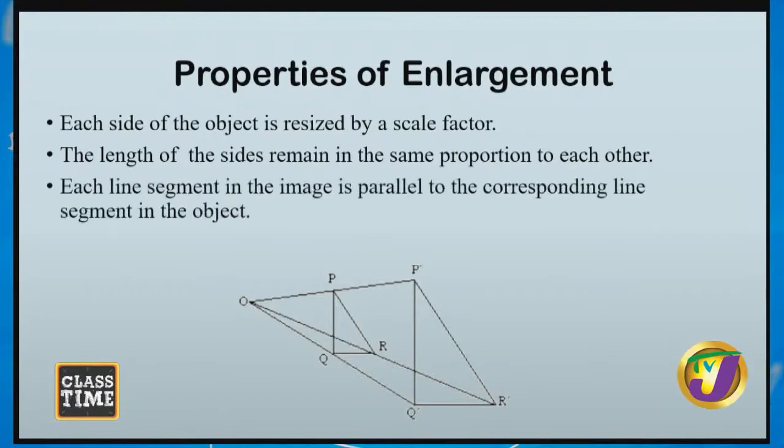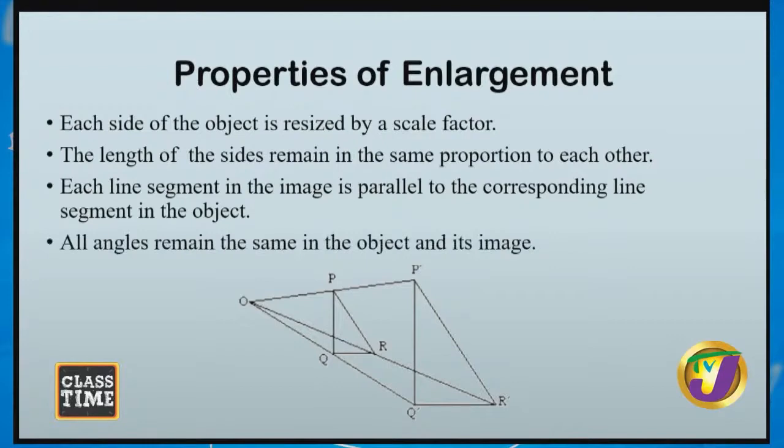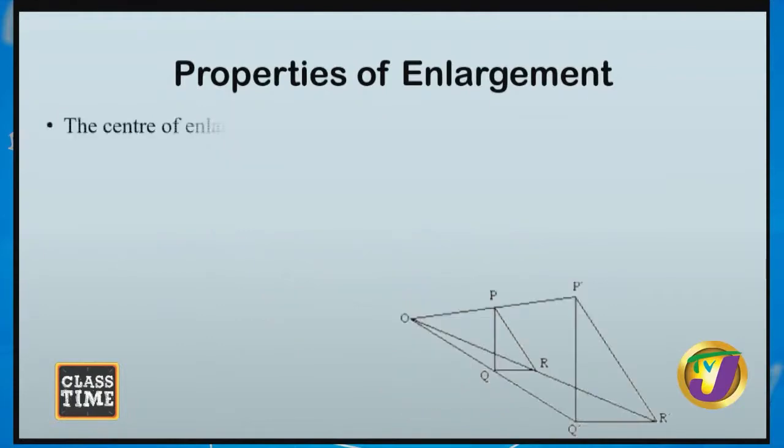Also, each line segment in the image is parallel to the corresponding line segment in the object. Awesome, yes. And parallel meaning that they are going in the same direction, equal distance apart. That is right. And all the angles remain the same in the object and its image. And we would have seen that in our exploration earlier. Yes. Let's look at some more. Now, the center of enlargement does not change for that specific enlargement. Right. For that specific transformation, the center of enlargement would not change.